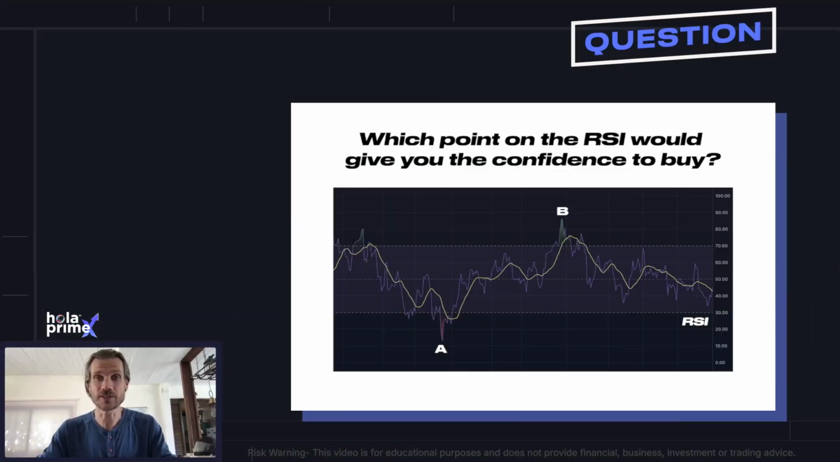Which point on the RSI would give you the confidence to buy? The answer is A. A represents an oversold state on the RSI, and in conjunction with other indications would be a great place to jump in to a trade.